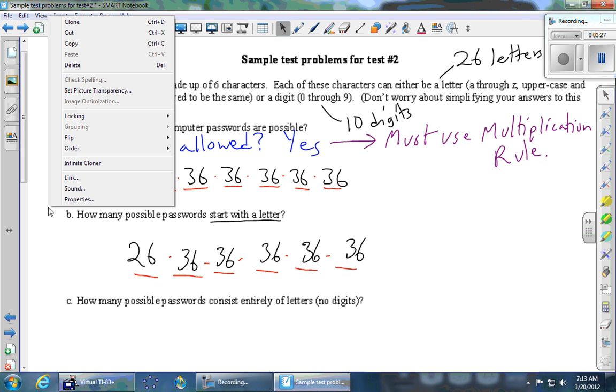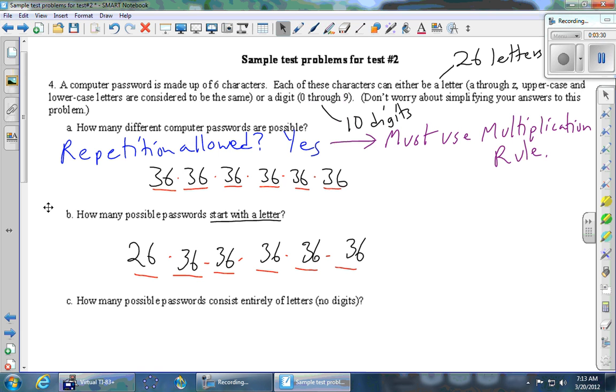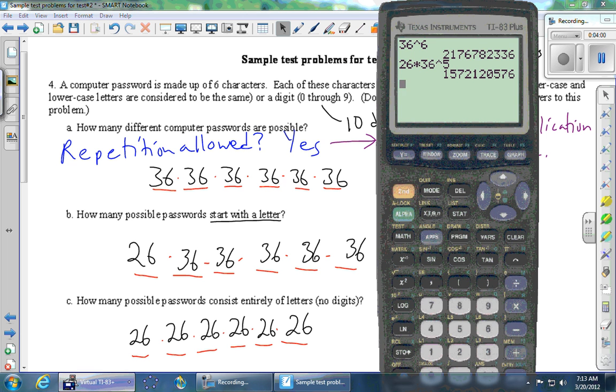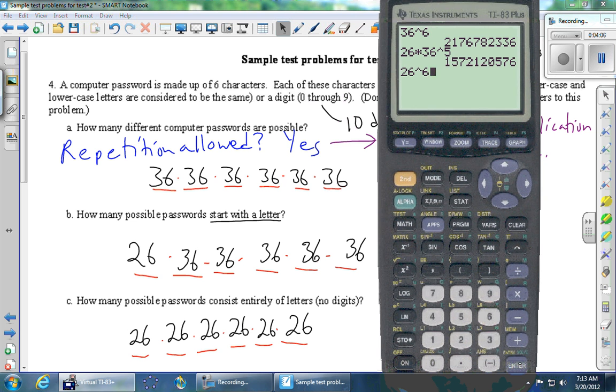Part C, how many possible passwords consist entirely of letters, no digits? Okay, I feel like we're doing pretty well here with multiplying these things together. And we want entirely letters, no digits. That means that each choice we have only the letters to pick from, and there are 26 letters throughout. So all the way down, multiply all those 26s together. And if we wanted to see what that is, this one will still be enormous, but quite a bit smaller than the answers up above.